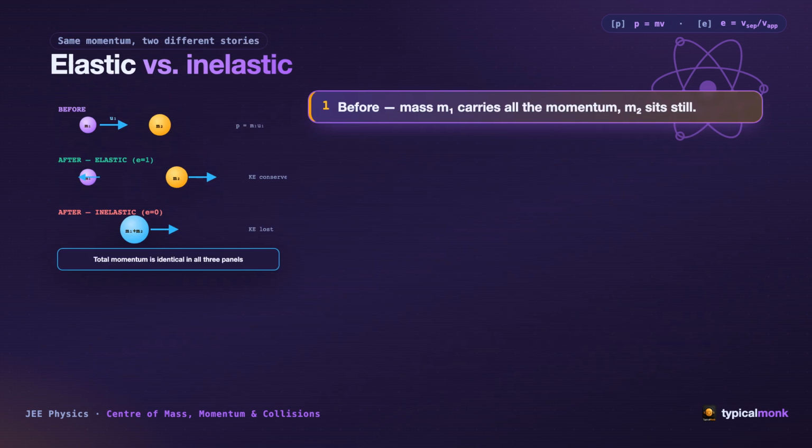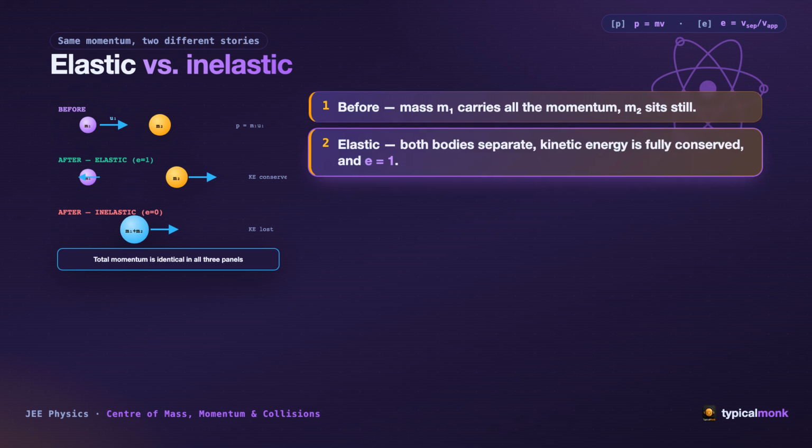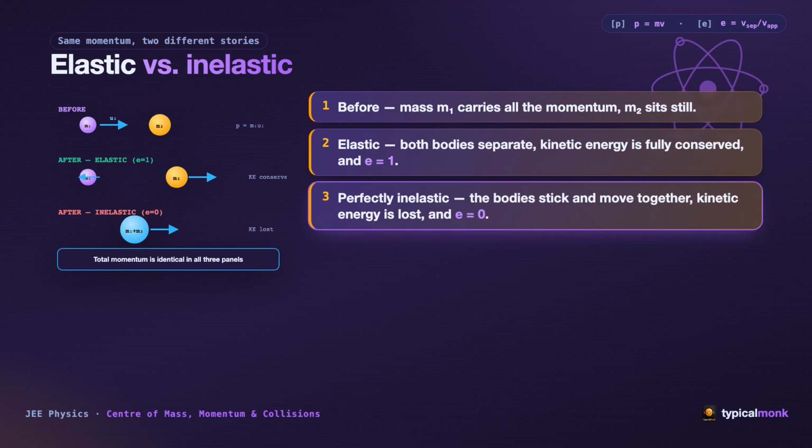Now look at these three panels, because they tell the entire story of a collision in pictures. Before, mass 1 carries all the momentum, moving toward a stationary mass 2. If the collision is elastic, both bodies separate afterward, kinetic energy is completely conserved, and the coefficient of restitution is exactly 1. If the collision is perfectly inelastic, the two bodies stick together and move as one. Kinetic energy is lost to heat and deformation, and the coefficient of restitution is exactly 0.